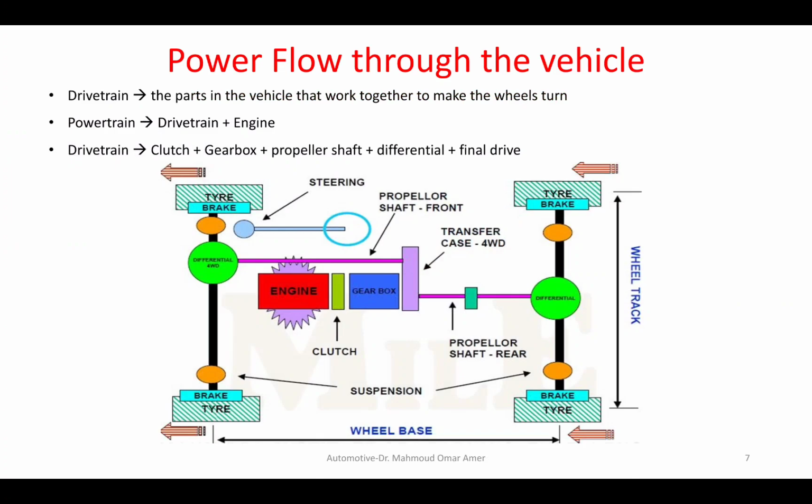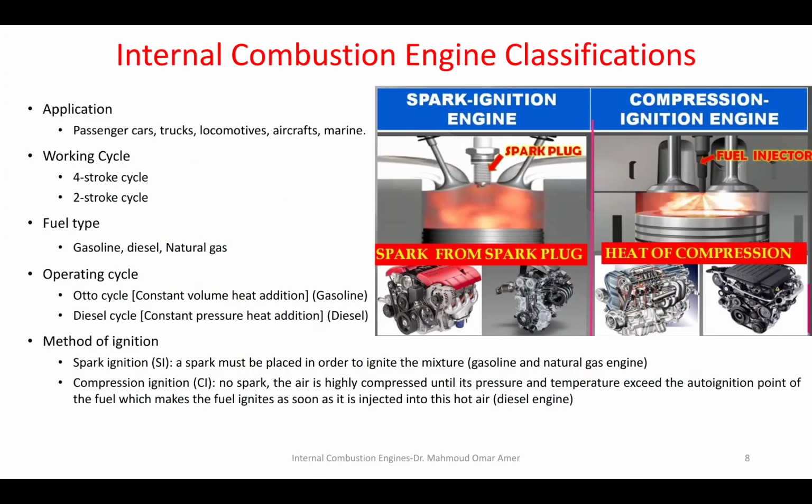So the clutch, the gearbox, transfer case, propeller shaft, differential, couplings, everything until you make the wheel turn is called drivetrain. Okay? If you add the engine to the drivetrain, it will be called powertrain. So the drivetrain is the clutch, gearbox, propeller shaft, differential, and final drive. We talked about this in the previous lecture. Okay?